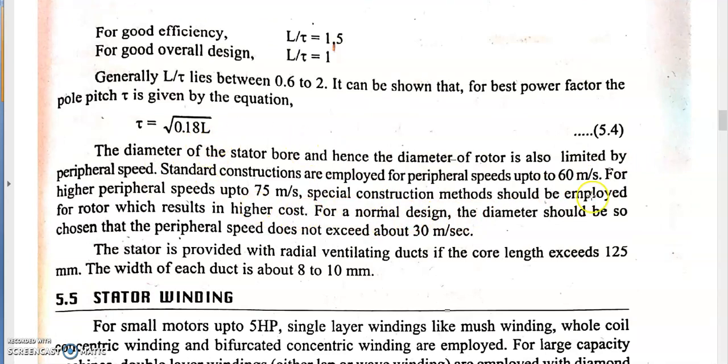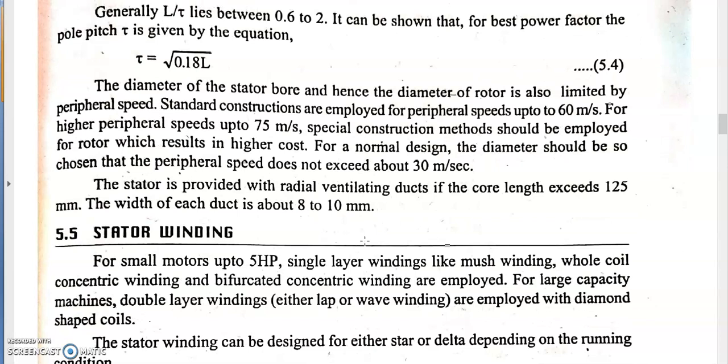And this diameter will depend upon the speed of the machine. The range of speed for high speed applications can be from 50 meters per second to 75 meters per second, but for normal design, 30 meters per second is the conventional value for induction motor design.